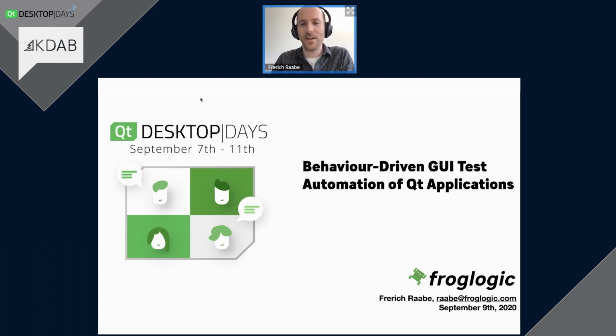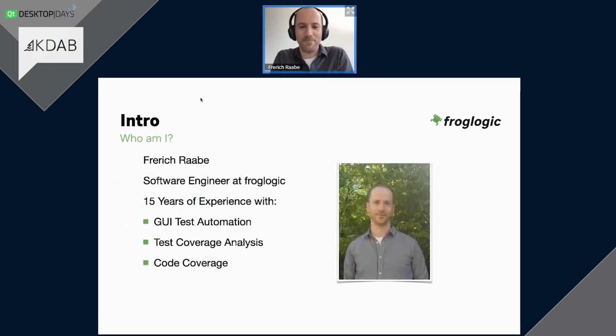But first of all, let me introduce myself. My name is Frerich Rabe. As Jesper mentioned, I'm a software engineer at Froglogic for almost 15 years now. A major part of that time was spent on topics such as GUI test automation or test coverage analysis or code coverage and things like that. So in general, I work on improving and measuring software quality.